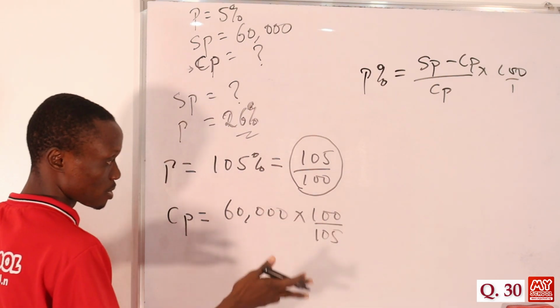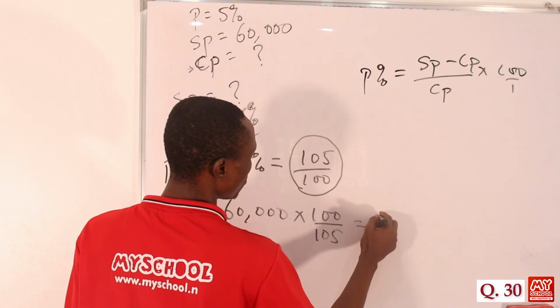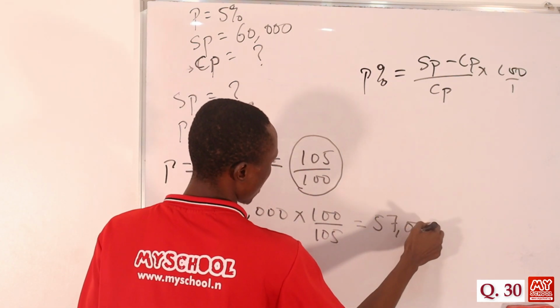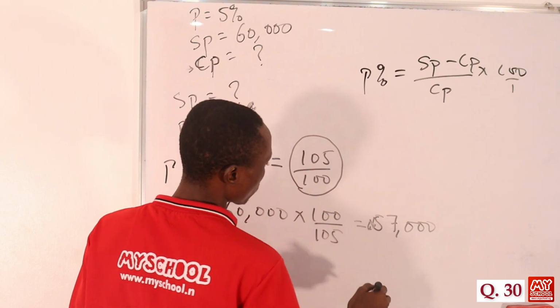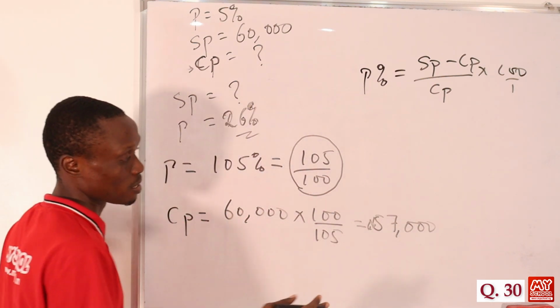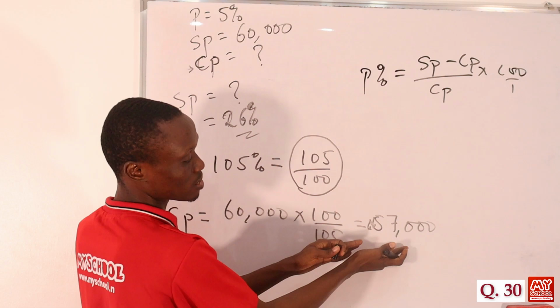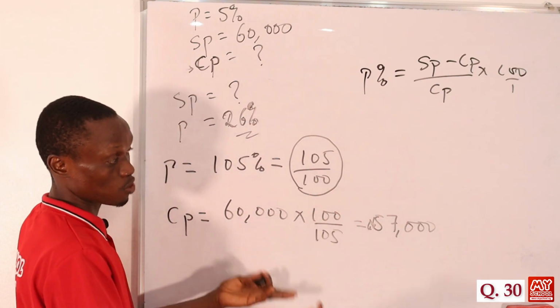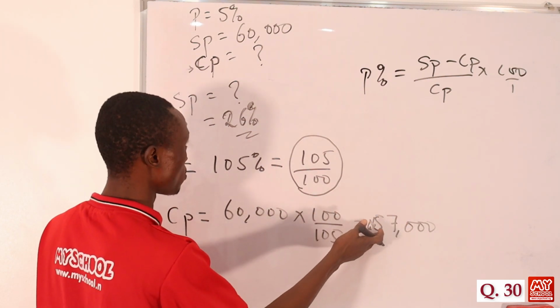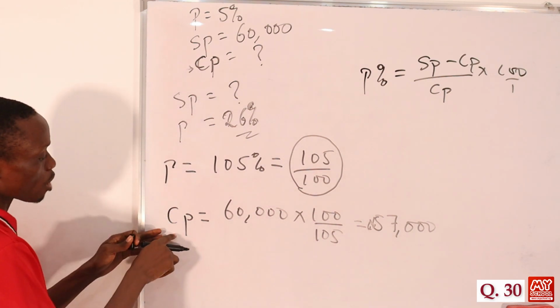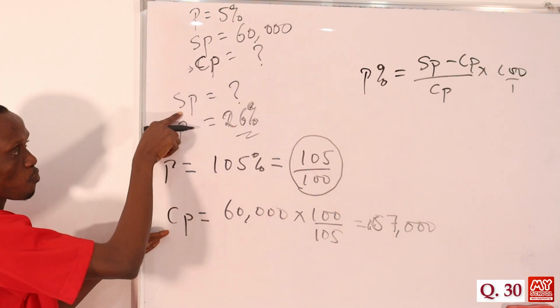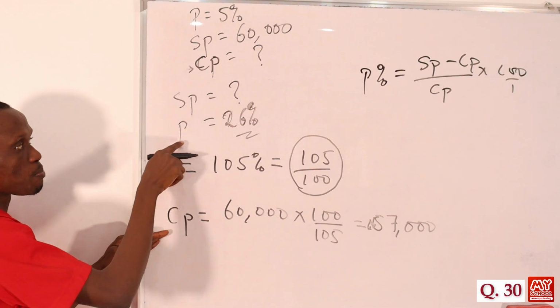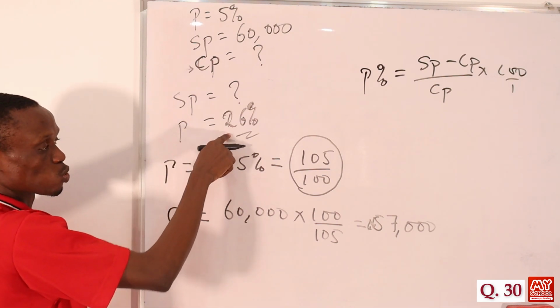If we multiply this, we are going to be having approximately 57,000 naira when we take our answer to two significant figures. Now that we know the cost price, we can solve for the new selling price when the percentage profit has increased to 26%.